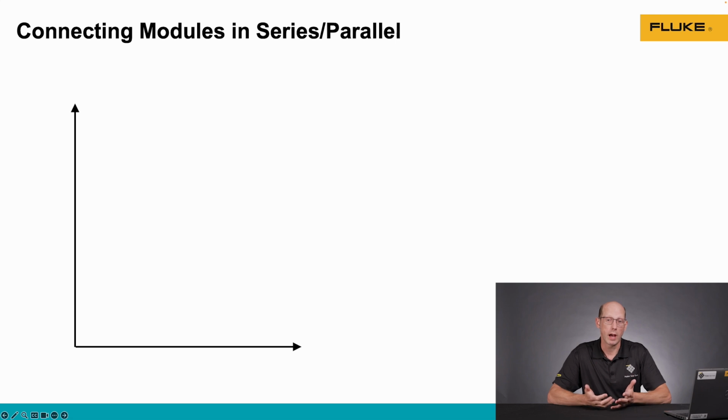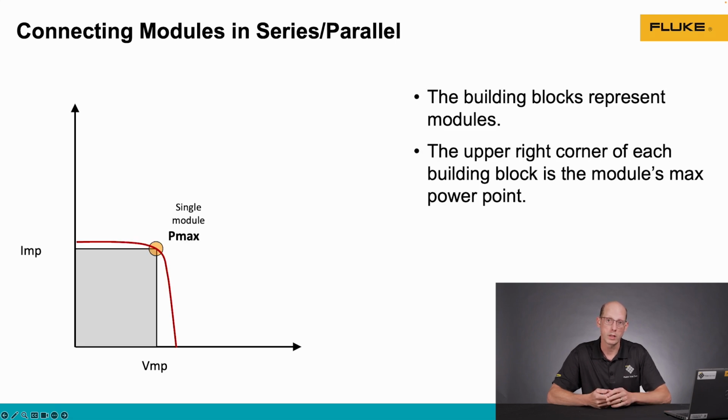So here we have an IV curve of a single module. We can see the short circuit current in the upper left, open circuit voltage in the bottom right. It's a nice smooth curve indicating a properly operating module.